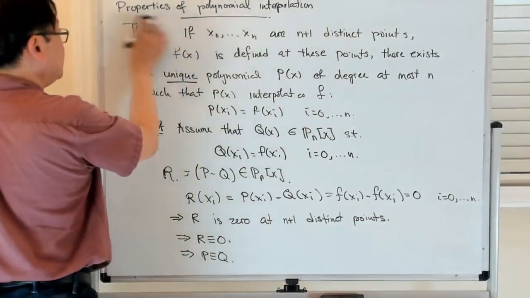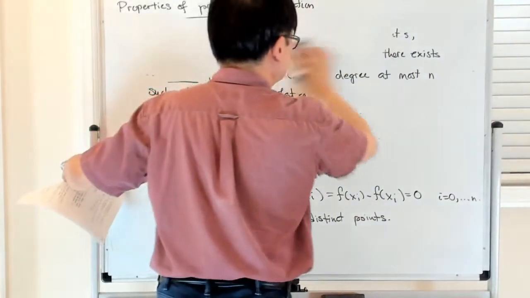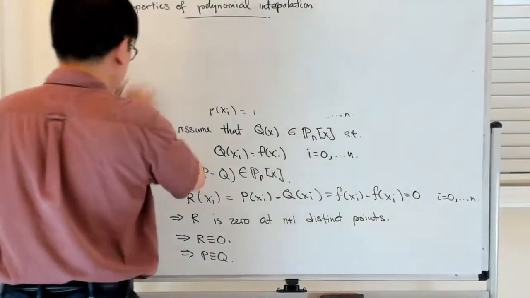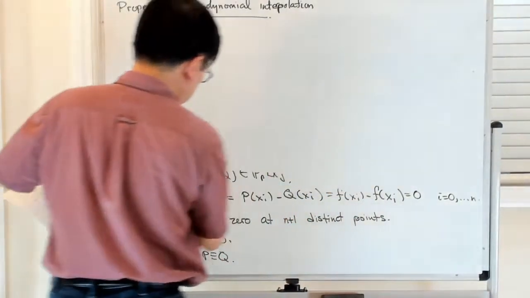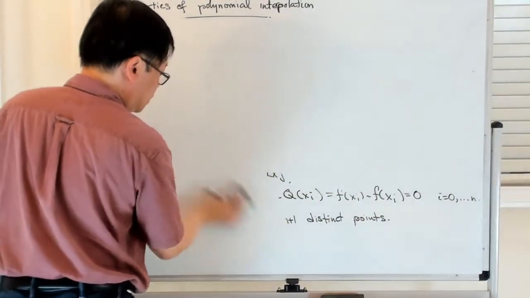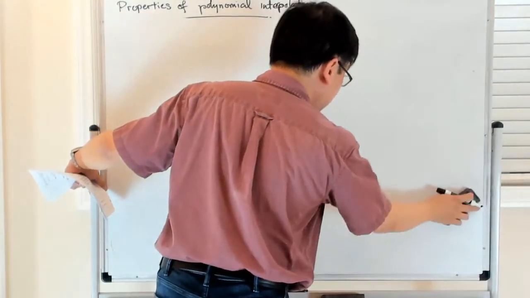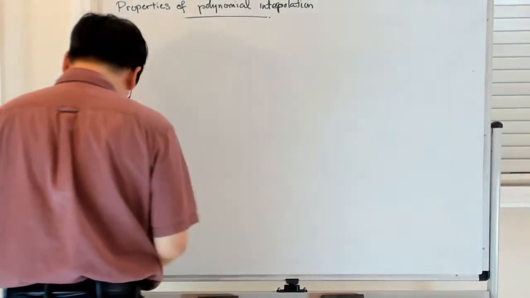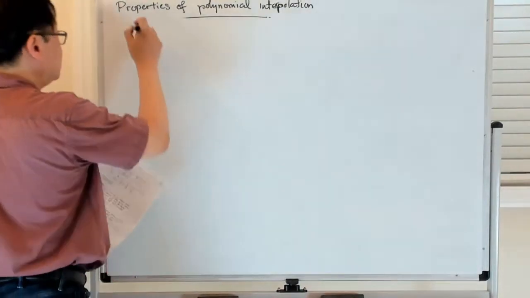So that's one of the properties of polynomial interpolation, that it is unique. There may be different representations of the polynomial, but the actual polynomial itself is unique. So let me state another theorem.